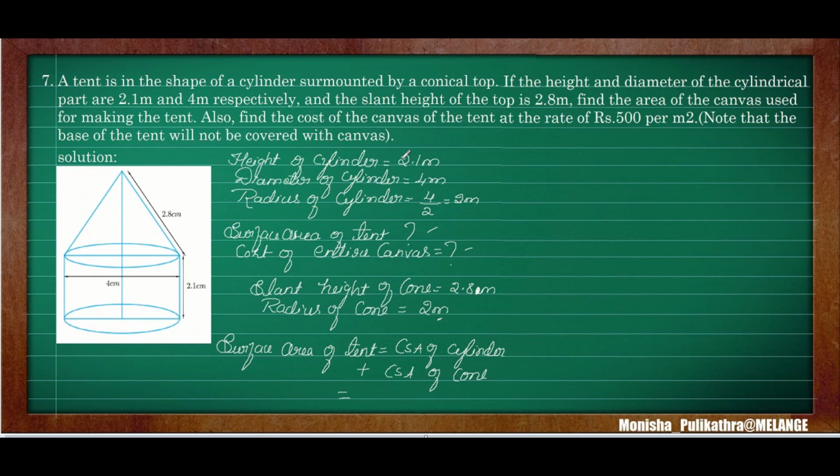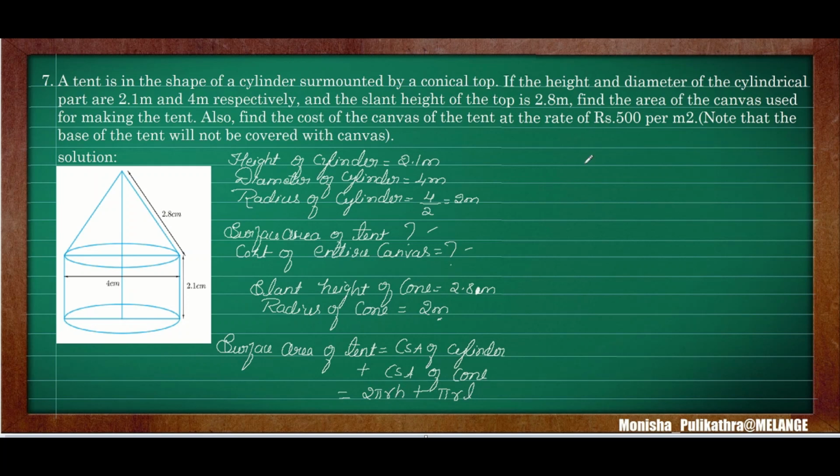One more piece of information they have given is the slant height of the cone, which is 2.8 meter. Next, the radius of the cylinder will be equal to the radius of the cone, because both share an equal edge at the base. So the radius of the cone is also equal to 2 meter. In order to find the surface area of the entire tent, we need to find the curved surface area of two geometrical shapes separately: the CSA of the cylinder plus the CSA of the cone. The CSA of a cylinder formula is 2 pi RH, plus the CSA of a cone, which is pi RL.